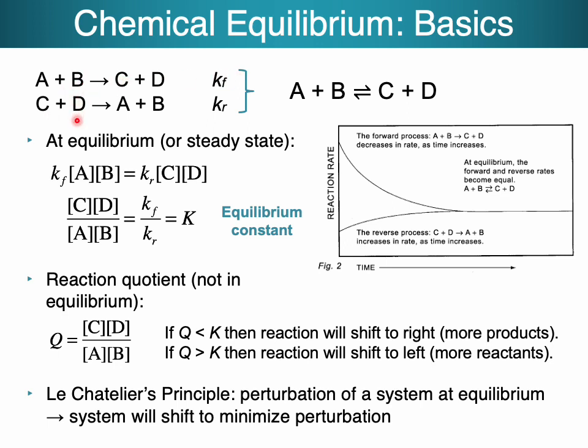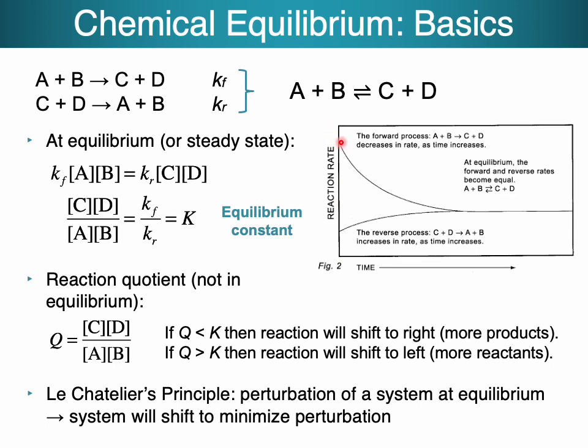C and D reacting to become A and B back, we call it the reverse reaction with rate constant Kr, right? So let's look here at the time progression of the reaction. Let's first assume at the beginning of the reaction, the forward reaction is faster because you have a lot more A and B than C and D, so the forward reaction is faster.